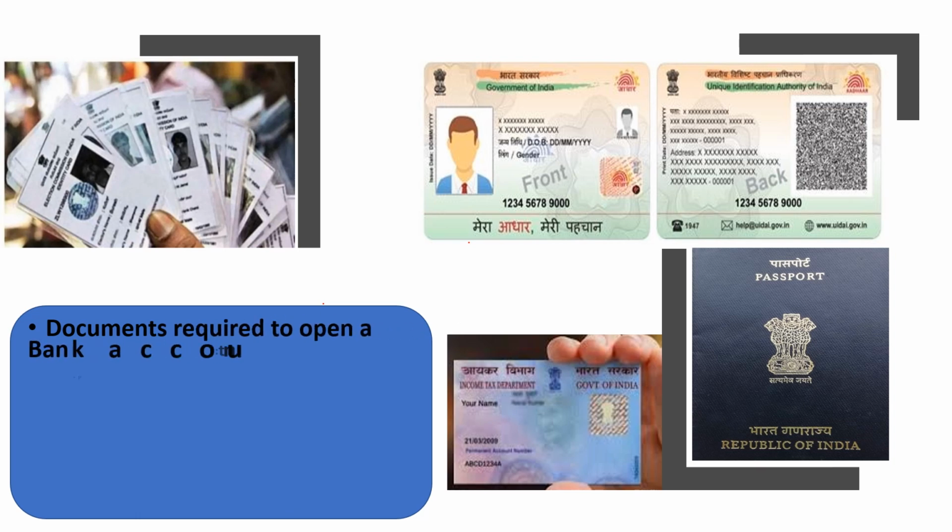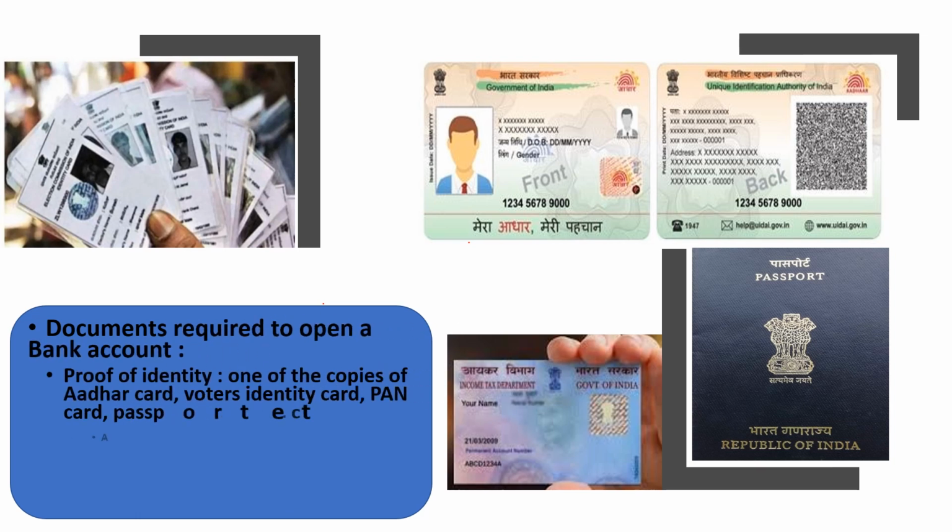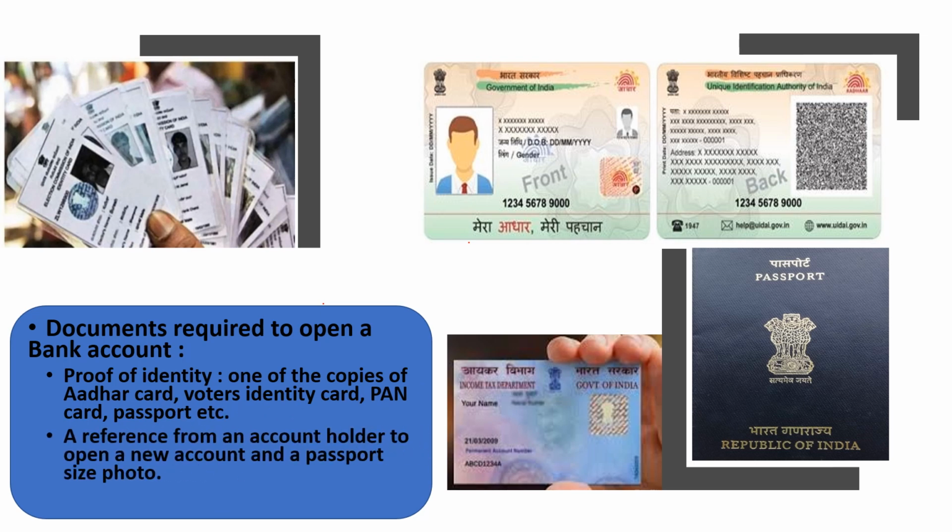Now, apart from the proof of residence, a proof of identity is required. So here one has to provide copies of Aadhaar card, voter's identity card, PAN card, passport. Even for the proof of residence, you can go with the Aadhaar card as well because it also has a proof of where you live. Okay, a reference from an account holder and a passport size photo are also a must when you are going to open an account in a bank.